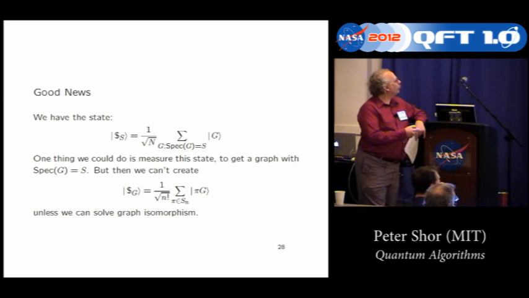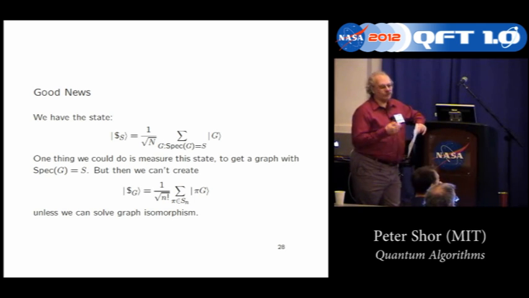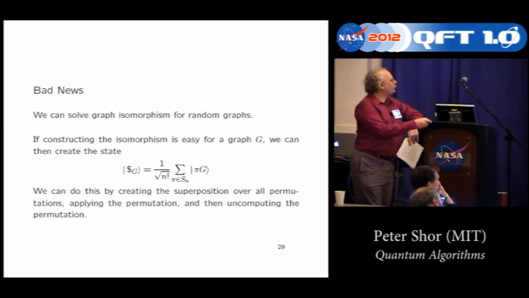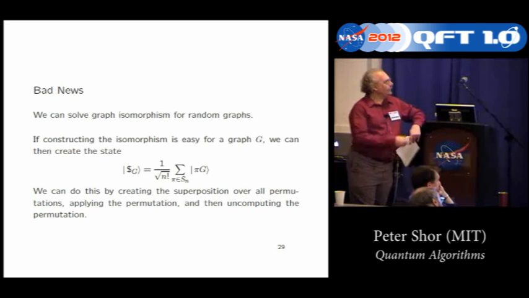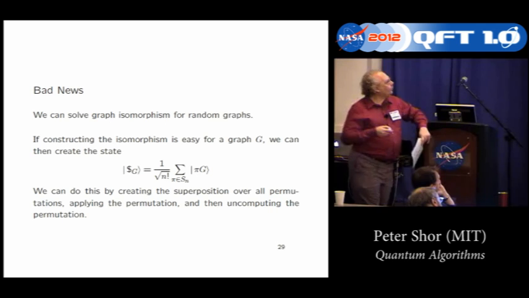So the good news is we now have this money state, and one possible way we can imagine of forging it is measuring this quantum money state to get a graph with spectrum of G equals S. And now we have this graph, we create this superposition over all labelings of that graph. But we can't do this unless we can solve graph isomorphism. So you might think this is hard. The bad news is that we can solve graph isomorphism for random graphs. Graph isomorphism isn't that hard.